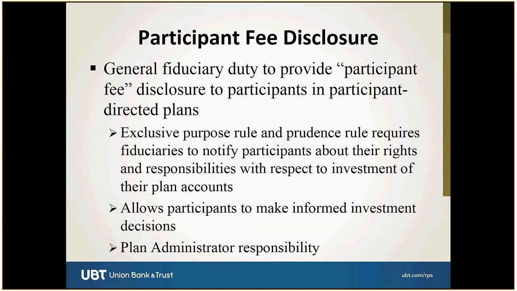It's a plan administrator responsibility, and Department of Labor said this is required under exclusive purpose and our prudence rule that we talked about. And so if you don't do this, this is a breach of fiduciary duty. But it also serves a dual purpose of letting us get 404C protection. Because remember, in order to make an informed decision of how to invest your account benefits, you need to provide specific information to that participant. And as long as we jump through the hoops, we should have 404C protection.